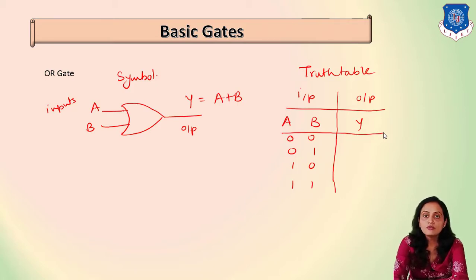Now, depending on the functionality of the OR gate, what is the output Y? When A is 0 and B is 0, both inputs are 0, so the output becomes 0. If A is 0 and B is 1, any of the inputs is 1, so the output is going to be 1. Even if A is 1 and B is 0, any of the inputs is 1, so the output is going to be 1. And if both the inputs are 1, then the output is definitely 1. So this is the truth table for the OR gate.